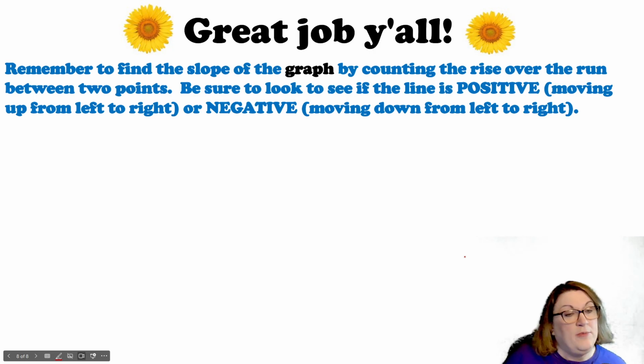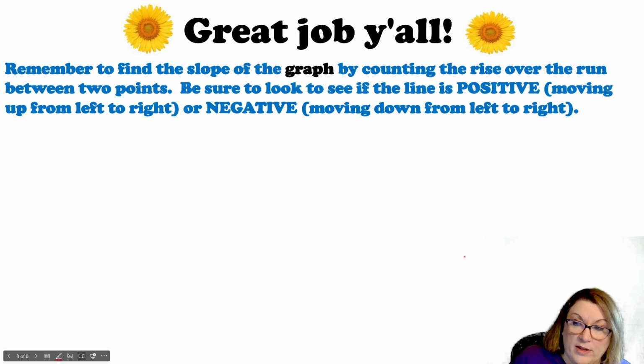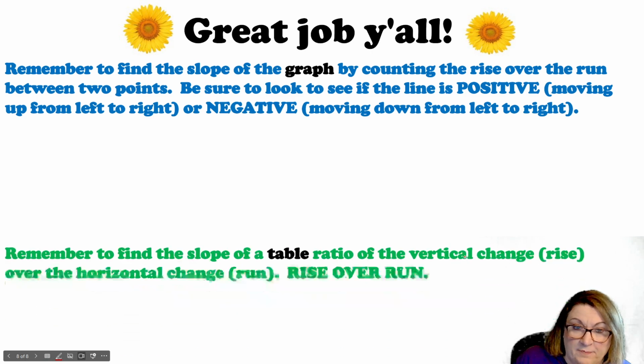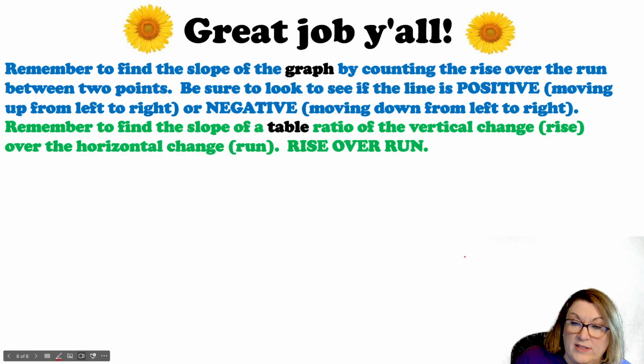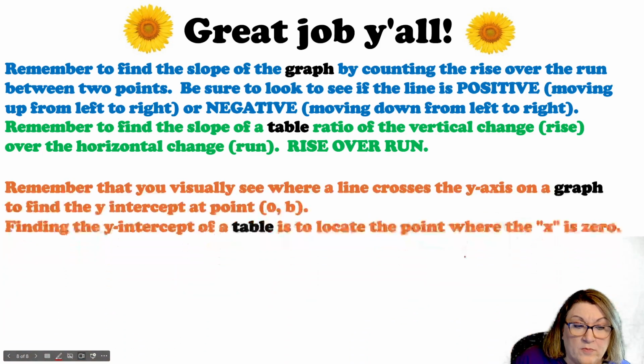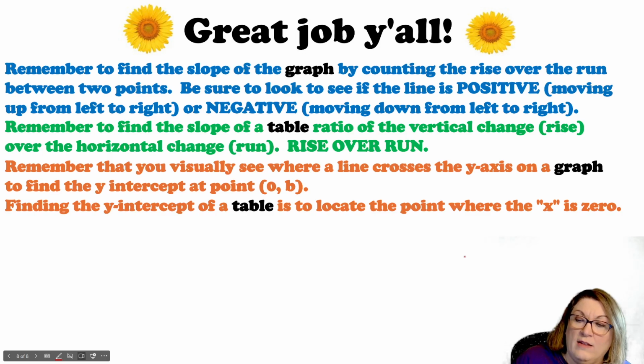All right, so great job, y'all. Remember to find the slope of the graph by counting the rise over the run between 2 points. Be sure to look to see if the line is positive, moving up from left to right, or negative, moving down from left to right. Remember to find the slope of a table using the ratio of the vertical change, rise, over the horizontal change, run. Remember that you visually see where a line crosses the y-axis on a graph to find the y-intercept at point 0, b. Finding the y-intercept of a table is to locate the point where the x is 0.